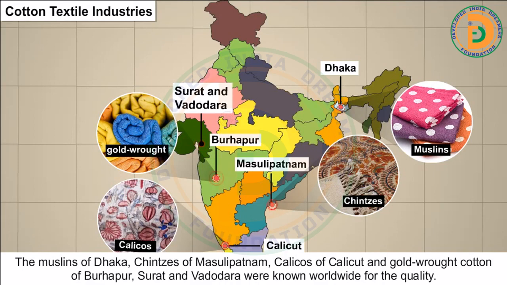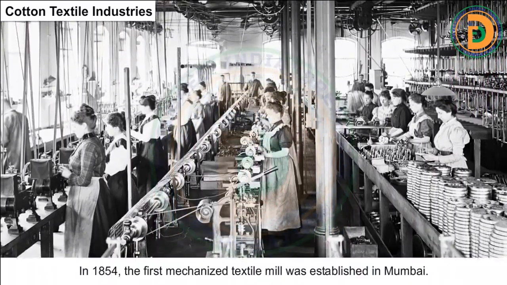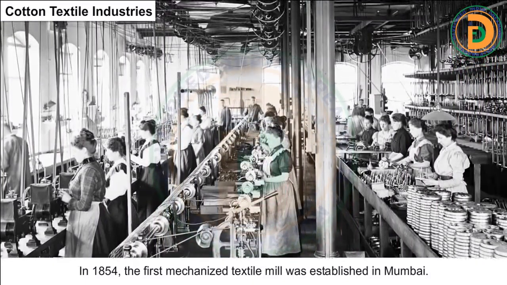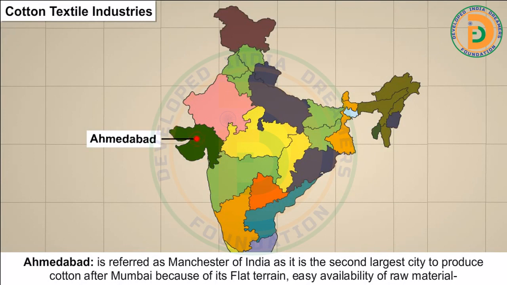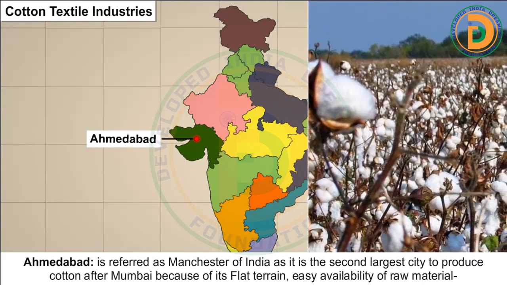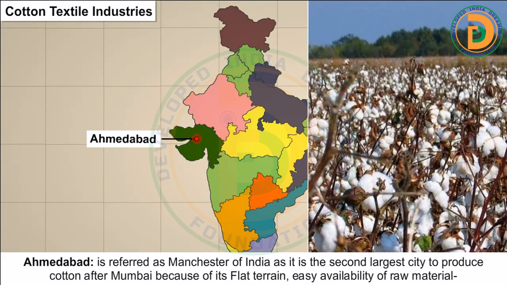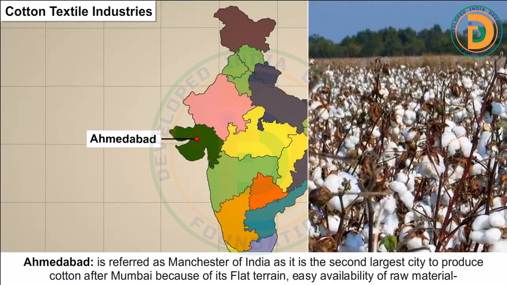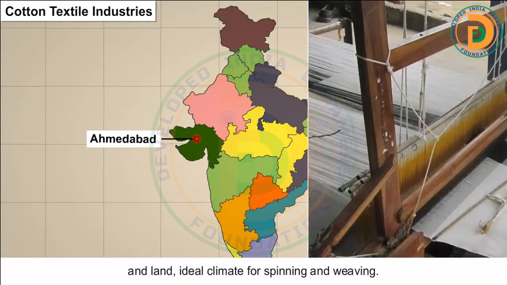worldwide for their quality. In 1854, the first mechanized textile mill was established in Mumbai. Ahmedabad is referred to as the Manchester of India as it is the second largest city to produce cotton after Mumbai because of its flat terrain, easy availability of raw material and land, and ideal climate for spinning and weaving.